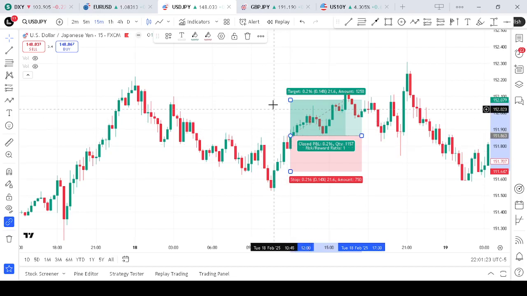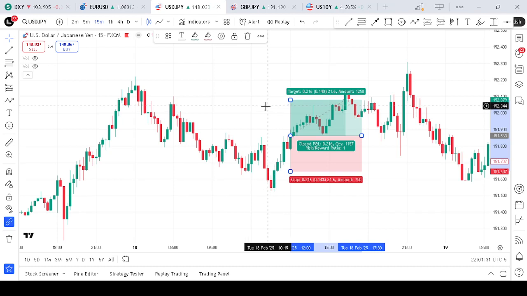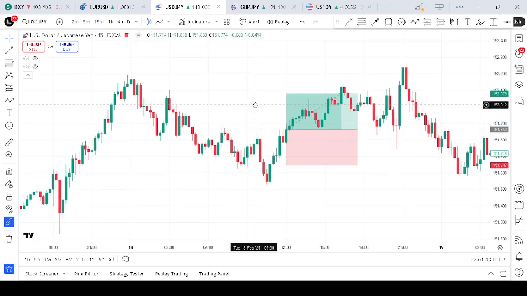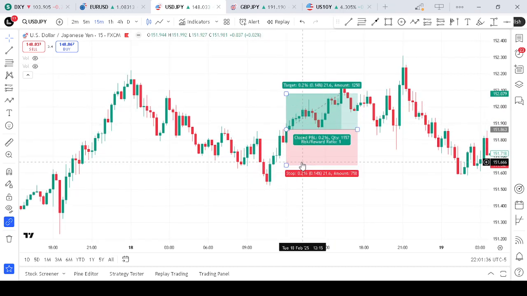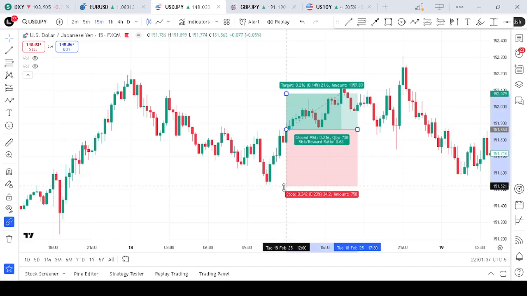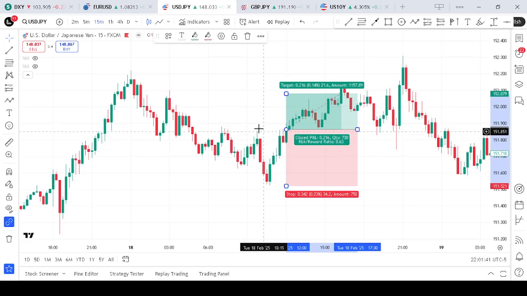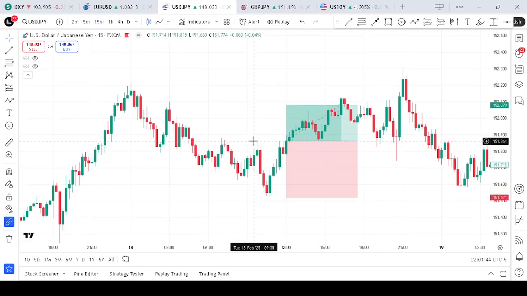And don't forget, stop loss placement is your second step, because managing your risk effectively is very important in any trading strategy. Always place your stop loss just below the lowest point of the pattern. This way, if price moves against you, your losses will be limited.